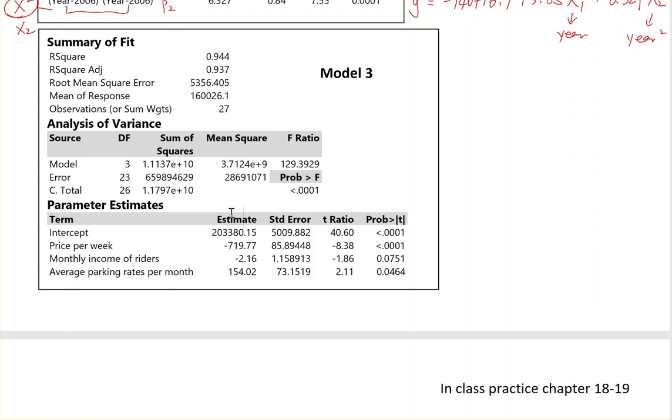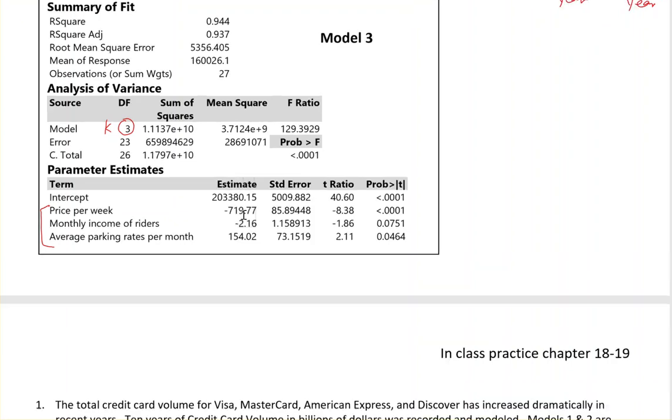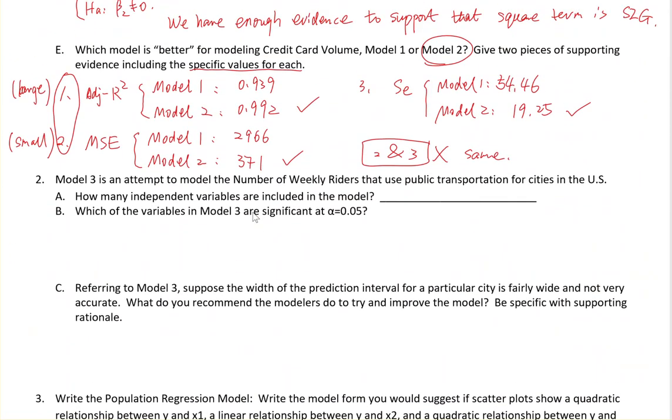You can either find it from here, or you can find it from the parameter estimates, right? Okay, so from here, remember it is K, the degree of freedom of the model, which is just how many explanatory variables are included in this model. So you can either look at here, or you can count how many variables are in the parameter estimates table. So how many? 3, right? Okay, so let's enter the first question, number 3.